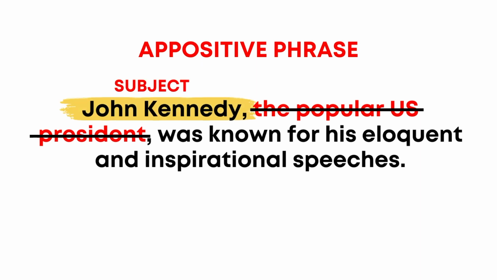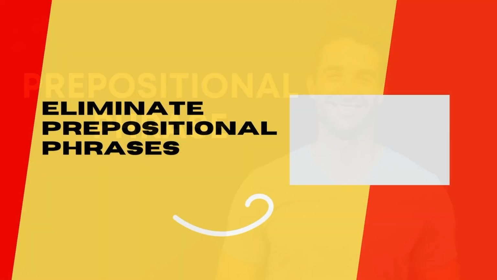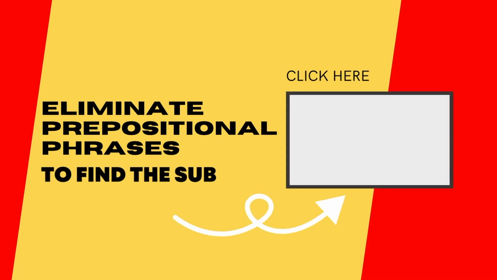Now, appositives or appositive phrases are not the only ones that you need to look out for when finding the real subject. Another enemy in finding the real subject is the prepositional phrase. Find out in this video here about how to eliminate prepositional phrases in order to find the real subject.